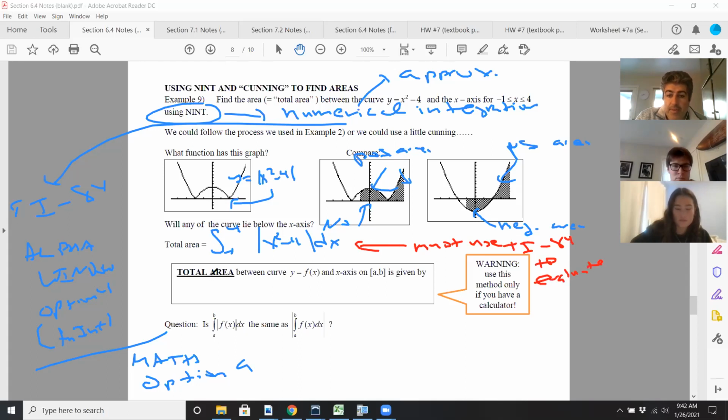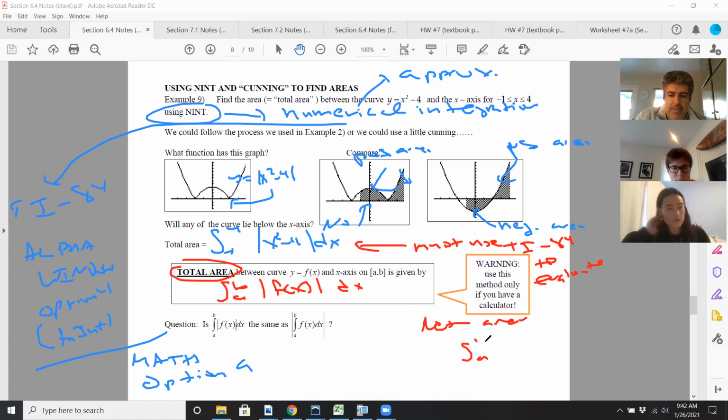So the total area of the curve, when you ask for total area, not net, is the integral from A to B of the absolute value of f of x dx. Whereas net area is simply the integral from A to B of f of x dx without the absolute value. So you have to do an absolute value transformation, as we saw over here.